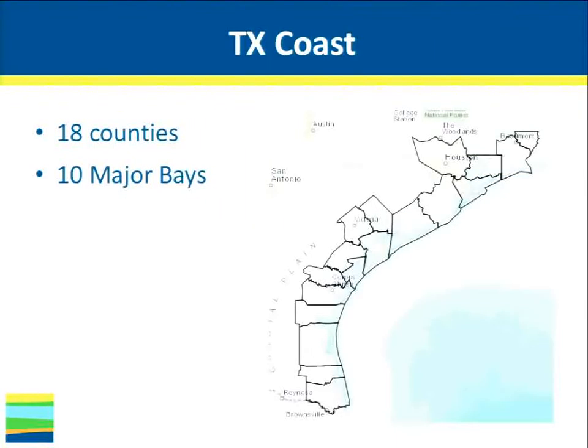Just to give you guys an idea about Texas, if you're not from there, there's 18 coastal counties and 10 major bay systems. We're in Houston, which is the Galveston Bay System.